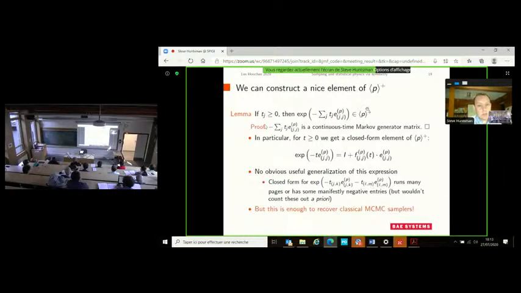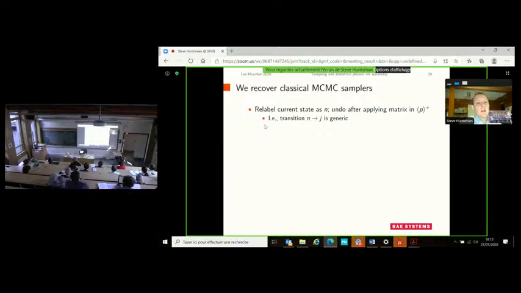That said, this simple lemma above is already enough to recover some classical MCMC samplers. So let's see how that works. The trick that lets you stick to algebra is to say that you're always in the nth state, you're going to apply this matrix that treats that nth state as privileged, and so that transition to a different state is generic.